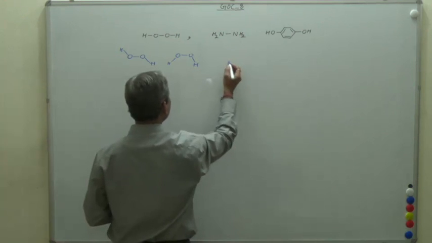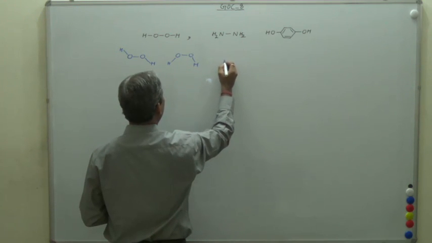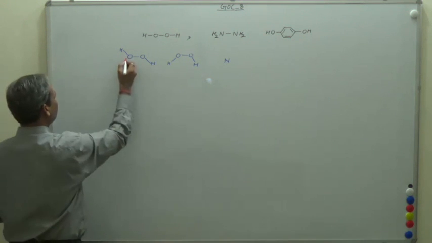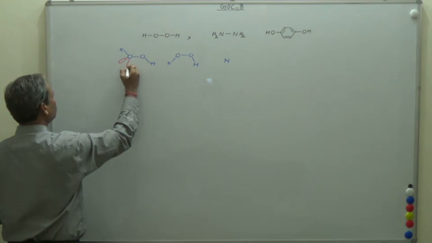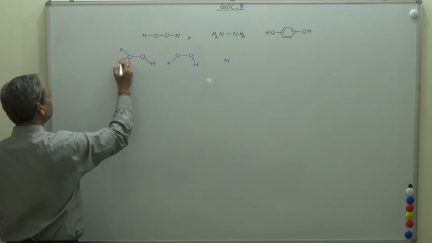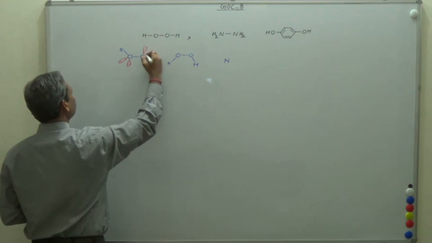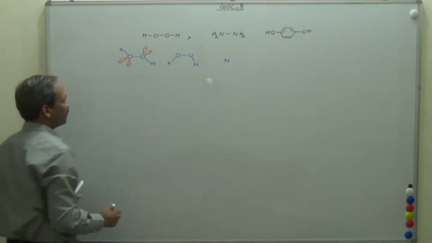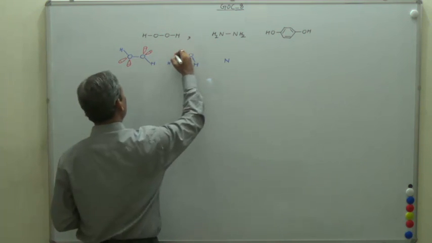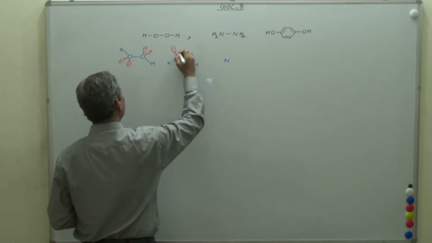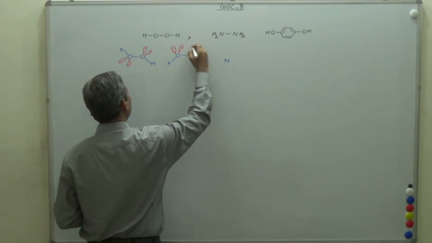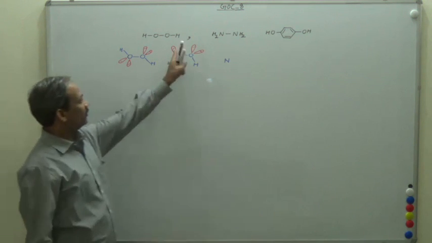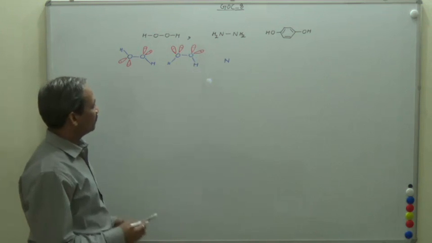Similarly, for hydrazine, here I can also show the lone pair of electrons of this oxygen atom. Then it becomes significant. Here there is more repulsion between these lone pairs of electrons of oxygen.